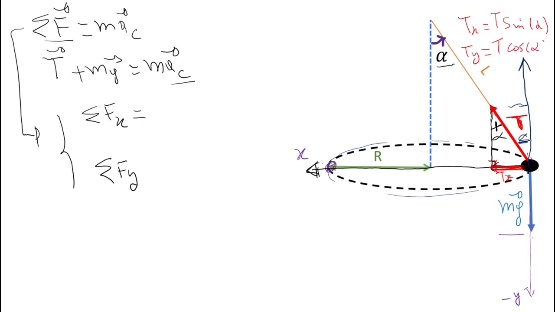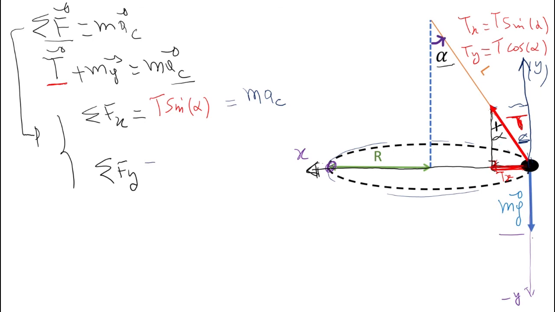Cosine of alpha. Now I go for Newton's second law. We said the sum of forces equals the mass times centripetal acceleration. This tension will have two coordinates. On the x coordinate, it will be Tx, and we say Tx is T sine alpha. And mg on x doesn't exist, because mg is on the vertical axis, which is the y-axis. So the only force we have is T sine of alpha equals the mass times centripetal acceleration.